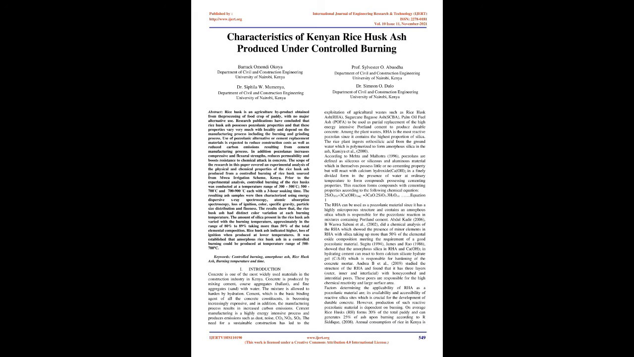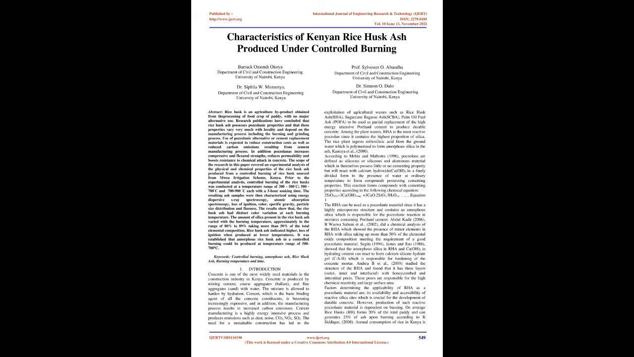Introduction. Concrete is one of the most widely used materials in the construction industry in Kenya. Concrete is produced by mixing cement, coarse aggregates (ballast), and fine aggregates (sand), with water. The mixture is allowed to harden by hydration. Cement, which is the basic binding agent of all the concrete constituents, is becoming increasingly expensive, and in addition, the manufacturing process results in increased carbon emissions.